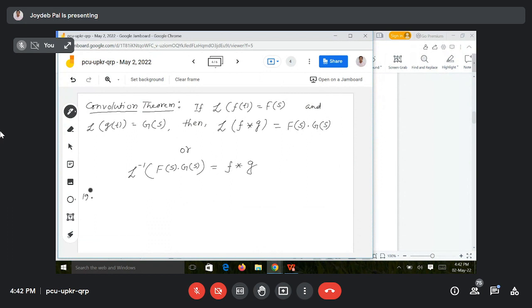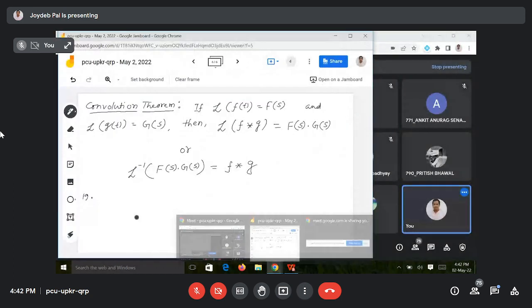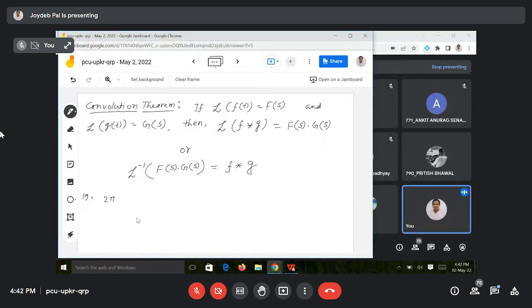Problem number 19: 2 pi s divided by (a square plus pi square) whole square. Now we have to apply convolution. First of all we have to express the given function as a product of two functions, F(s) into G(s). Ye ek task hai ki pehle kisko F(s) liya jaye and kisko G(s) liya jaye. There are so many possibilities for F(s) and G(s), but which possibility is the best, that you have to think.